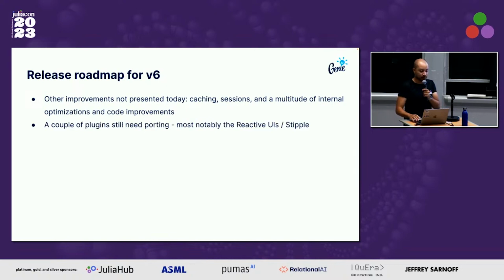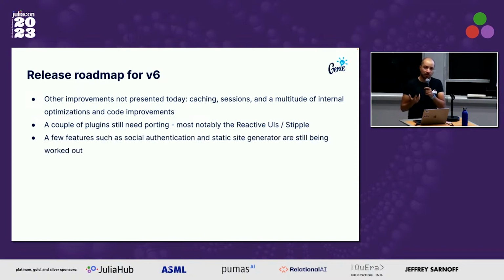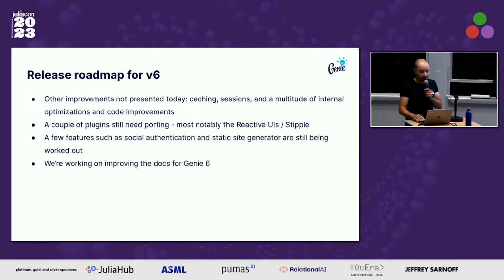Now, there are a couple of plugins that still need porting, most notably those having to do with reactive user interfaces implemented in the stable package, and we are working on porting them over to Genie 6. And also, there are some other exciting features that we are working on at the moment, such as social authentication and static site generation. We're also going to do a big push to improve the Genie 6 documentation in order to make it easier for developers to get started with the framework.